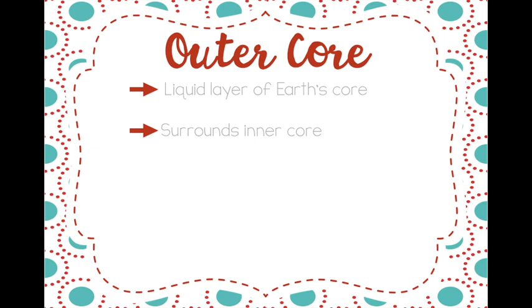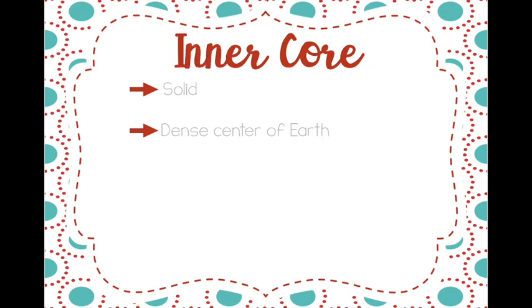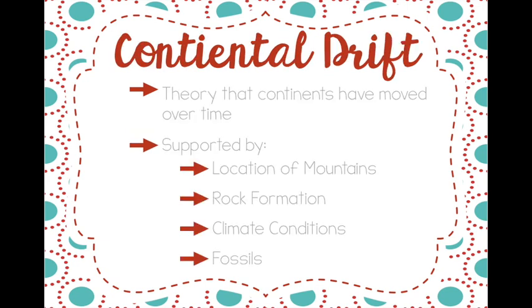The outer core, like I had said earlier, is the only liquid layer of Earth's core, and it surrounds the inner core. The inner core is a solid spherical layer, and then it's surrounded by that liquid layer. The inner core is solid and is the dense center of Earth. It's extremely dense because, as I had said earlier, as you go into Earth's layers, it becomes higher in pressure, hotter, and more dense. All right, we're going to talk about a thing called continental drift.